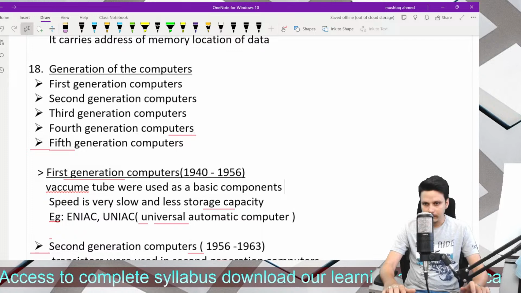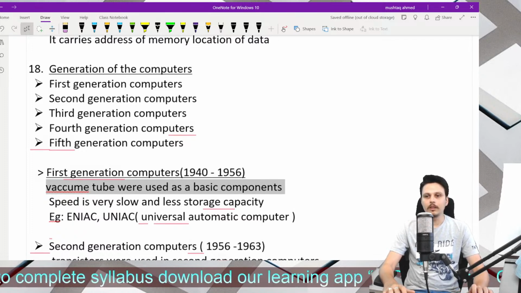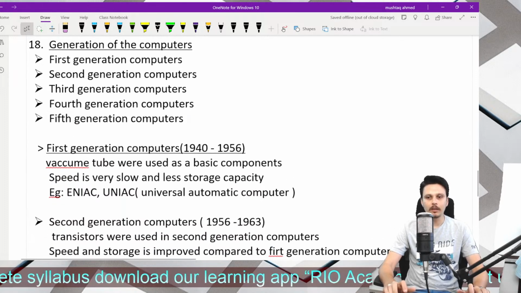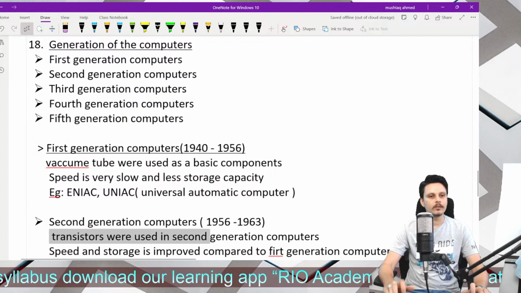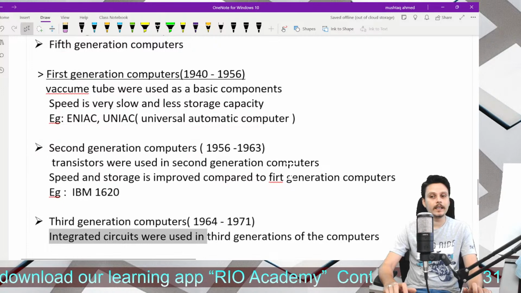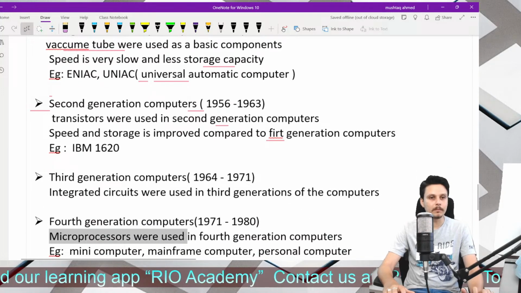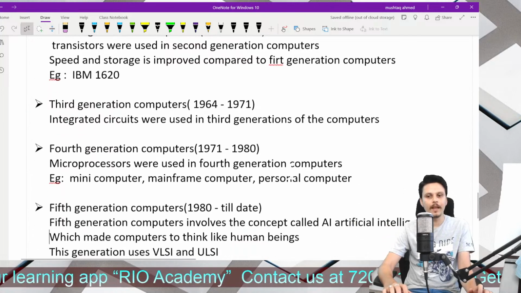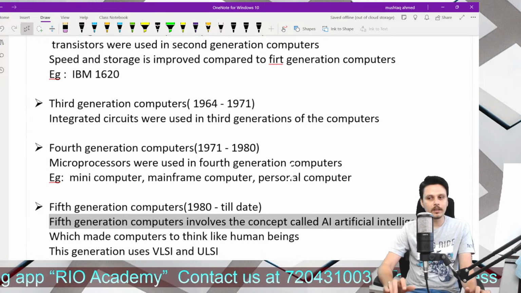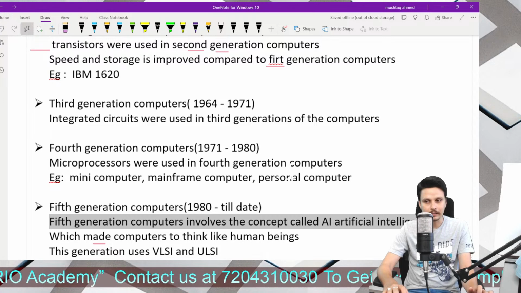Just remember this first point. In first generation of the computers, vacuum tubes were used. In second generation, transistors were used. In third generation, integrated circuits were used. In fourth generation, microprocessors were used. And in fifth generation, artificial intelligence was used, which made computers think like human beings.